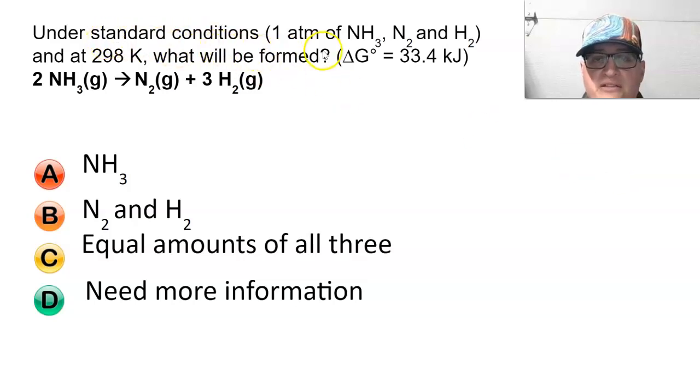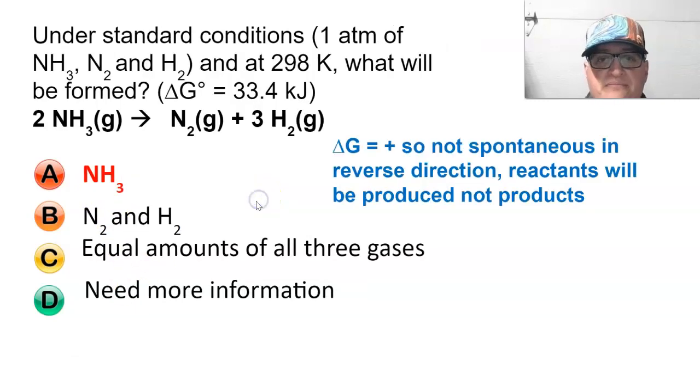Under standard conditions, at your 1 atmosphere, 25 degrees Celsius, what will be formed, given your delta G is positive? Now, thinking of your delta G being positive, that must make you think, well, what's your K value going to be? How's that going to be related? Is K going to be higher than 1 or less than 1? Then you also have to think of your answer choices: this is all reactants, this is products, this is equal amounts, need more information.